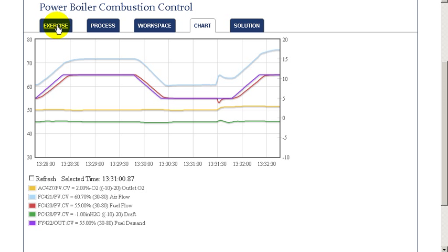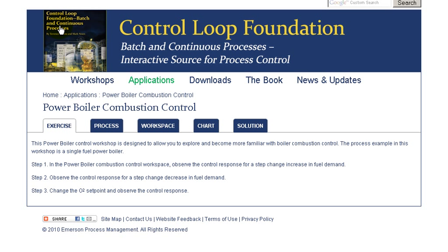We hope that this exercise has been helpful to you in understanding the lead lag system that's provided on a power boiler in the process industry. We would hope that you use this exercise to further explore combustion control.